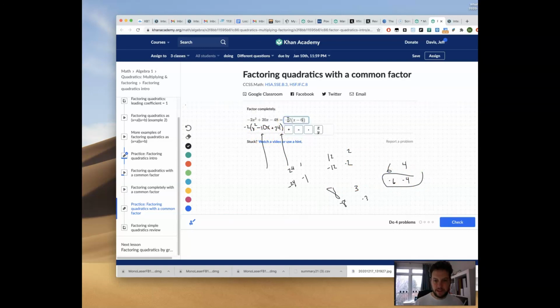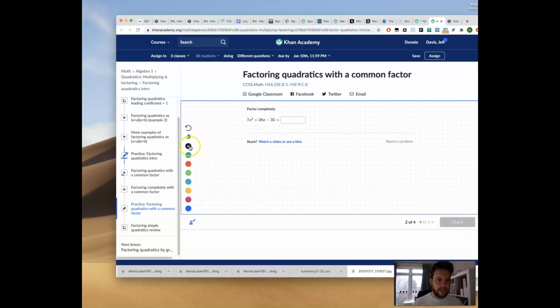So then the way you would write it would be like this. So that -2 came out at the beginning. That goes here. And then we took this and split it up even further into these two binomials. That's the game in this section.